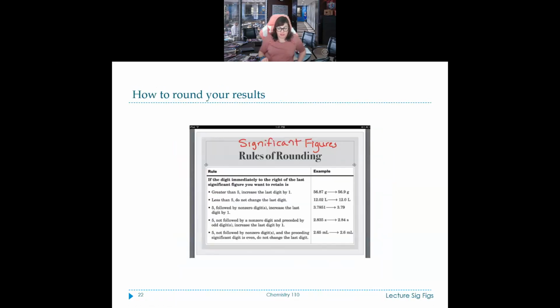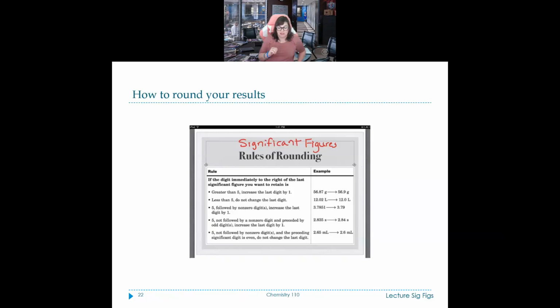Let's talk about rounding. Now, you probably know the rules of rounding. You learned them ages and ages and ages ago, right? Sort of. Yes. For the most part, you probably did. But things get a little funky when we start talking about actual scientific rounding. Okay. So if we're talking about rounding, if the digit immediately to the right of the last significant figure you want to retain is greater than 5, you round up. Less than 5, you don't change it. Okay.